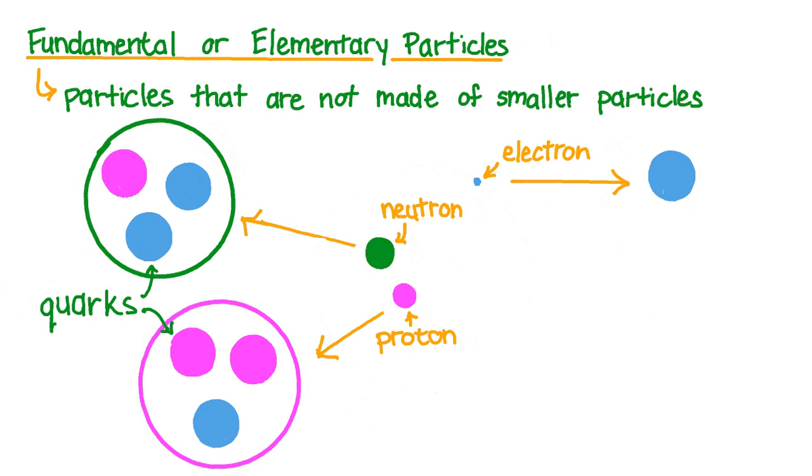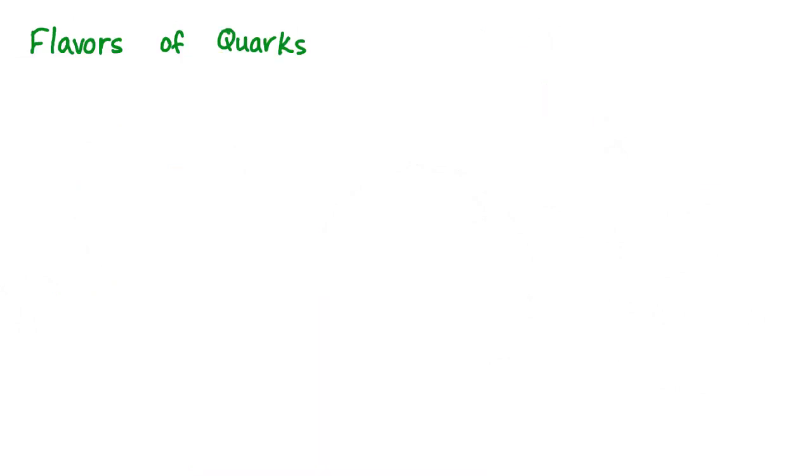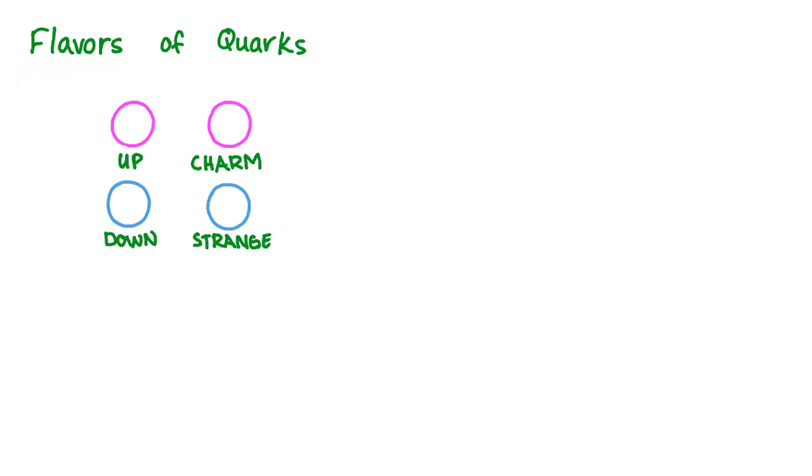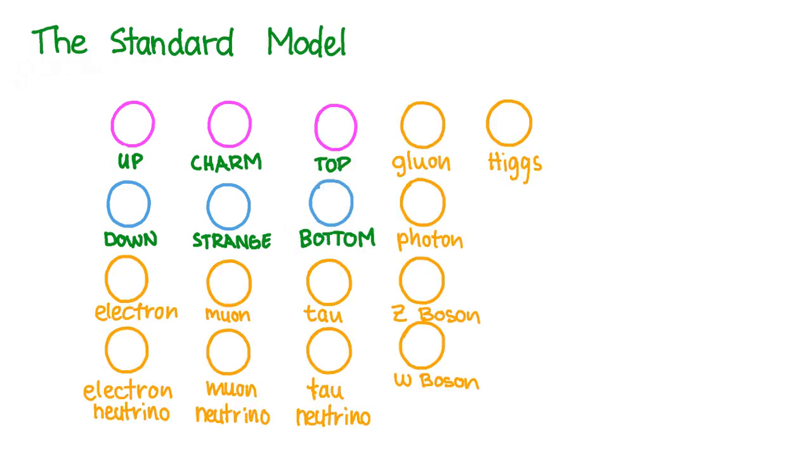As we can see from this diagram, there are different kinds of quarks. The different kinds of quarks are called flavors, and yes, that's the scientific term. There are 6 flavors of quarks: up, down, charm, strange, top, and bottom. Quarks, together with the other fundamental particles, make up what's called the Standard Model.